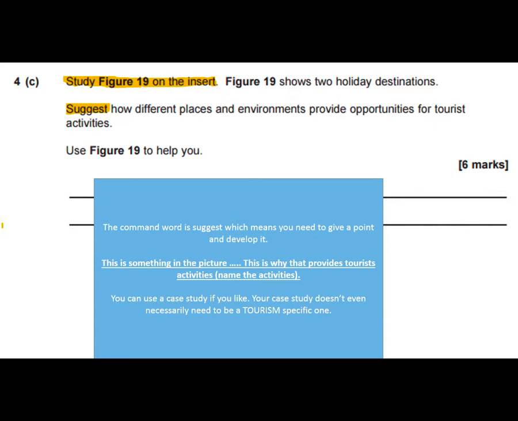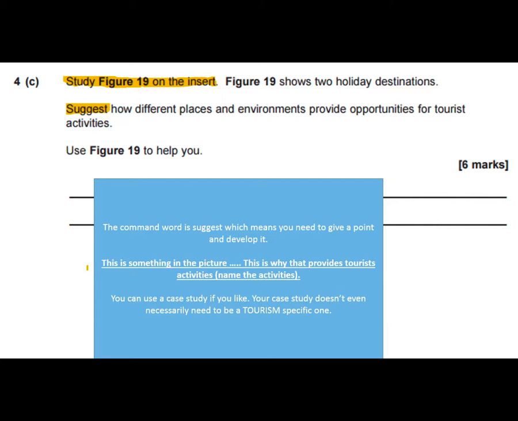Your case study doesn't necessarily need to be your tourism case study. If you can think of one from coasts or urban that you think would be an appropriate case study in this case, feel free to do so, but you do need to make sure you show why that links to tourist activities. My suggestion here is that I would set at least one paragraph up like this. This is something I can see in the picture, and this is something good, and this is why that therefore leads to a tourist activity, and I can name those tourist activities.